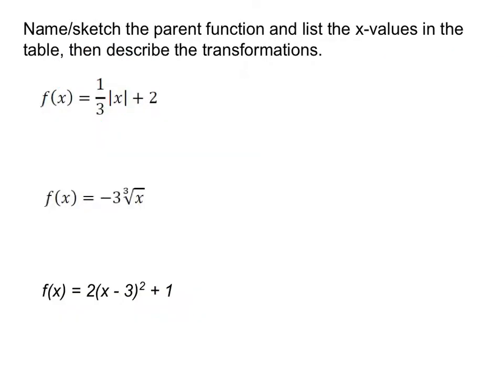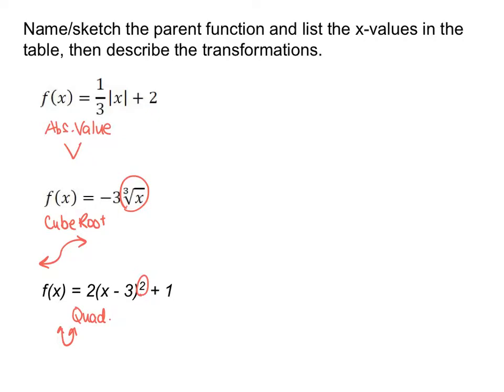All right, feel free to work ahead on this. I'm going to name these first so I don't forget. This is the absolute value, and we know that that's V-shaped. The next one is a cube root right here. Cube root, and cube root functions go up and over and down and back. And this is not the squared, remember, this is quadratic. Quadratic, and that is U-shaped like this. I'm not going to talk about the x values.